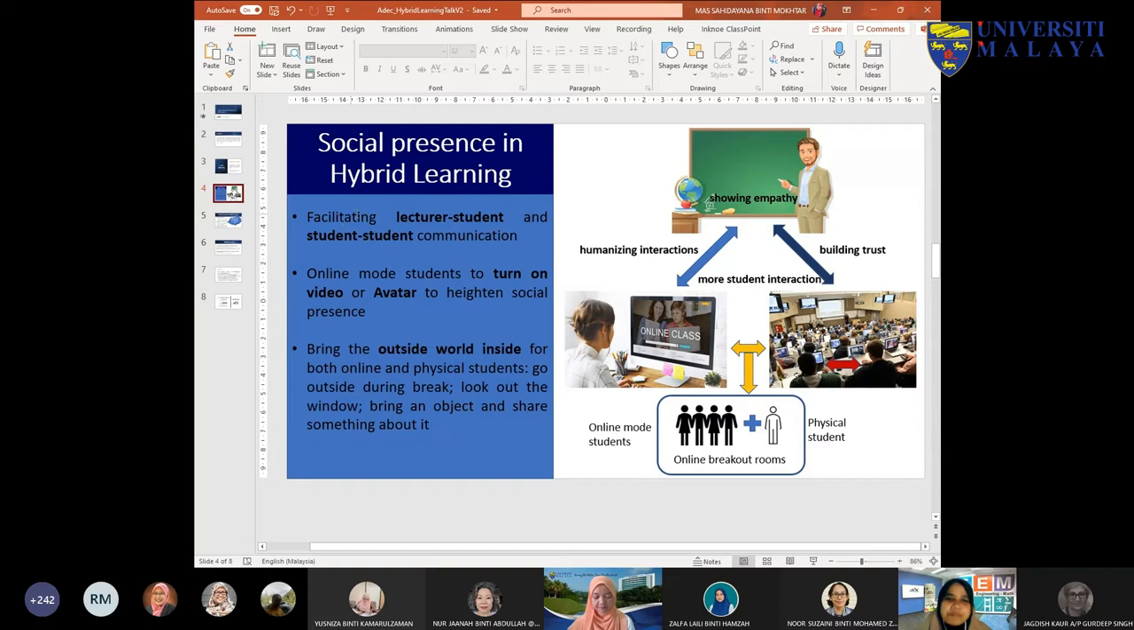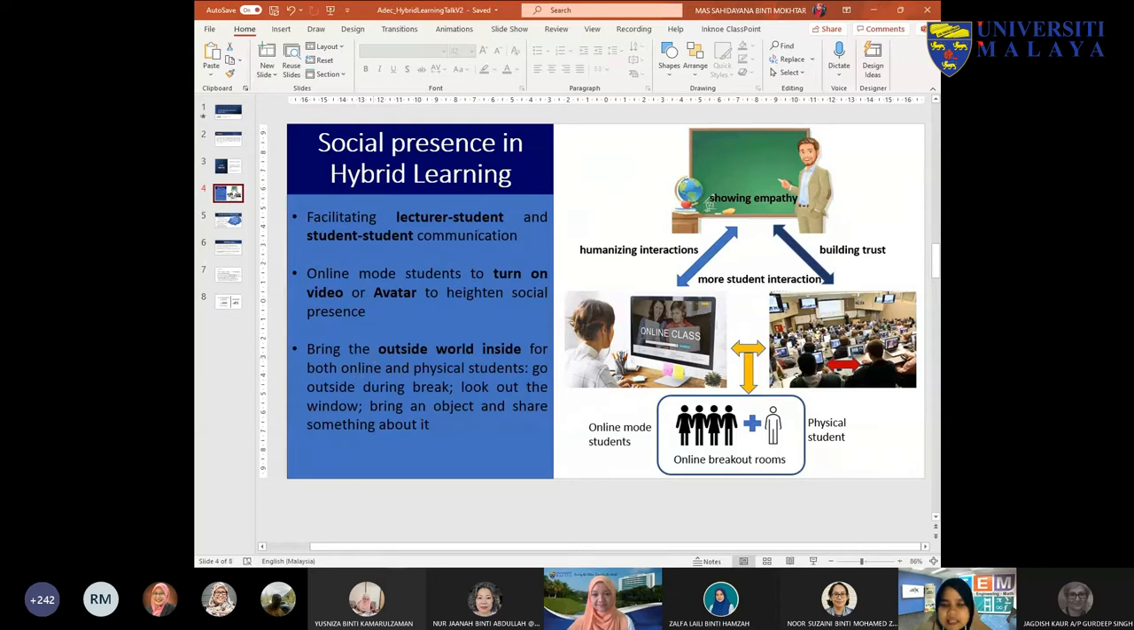Okay, so when we are doing this hybrid learning, we need to have facilitation on how the lecturer and students communicate, not only from the lecturers to the students, but how the students, especially the online mode students, can feel that they are in the class together with their other friends. So for example, there are some tips, and there are more tips to come, but we can share that later. For example, the online mode students can turn on their video, or they can put an avatar to heighten their social presence.